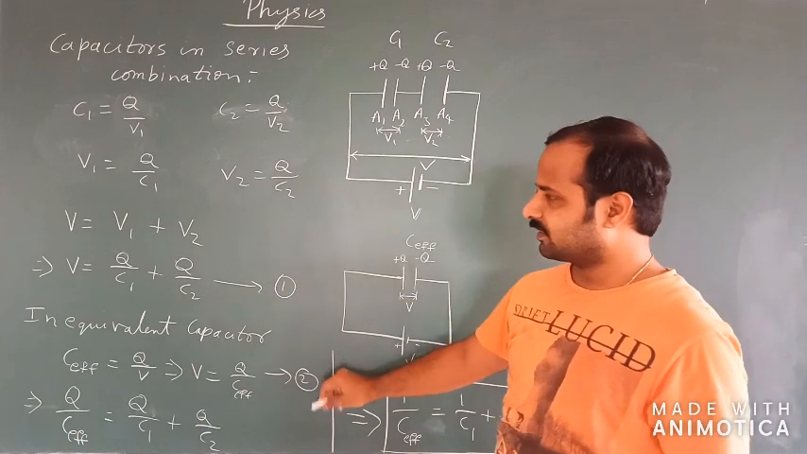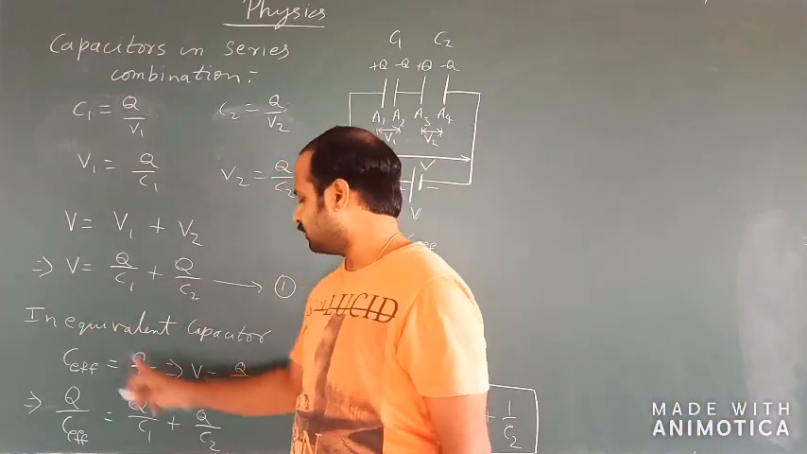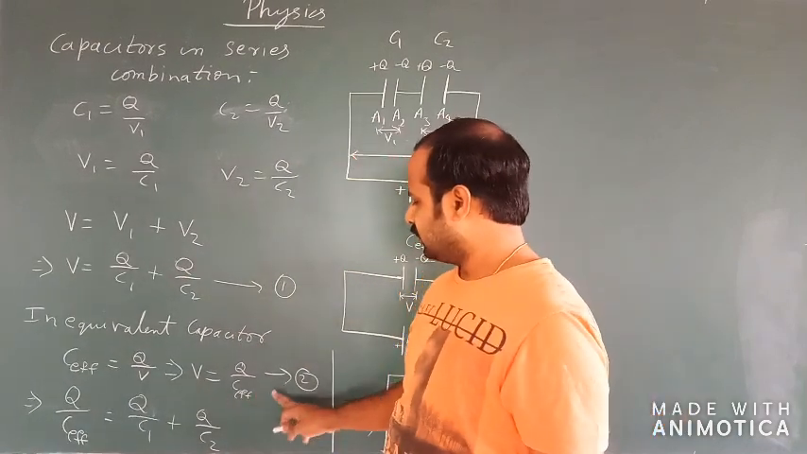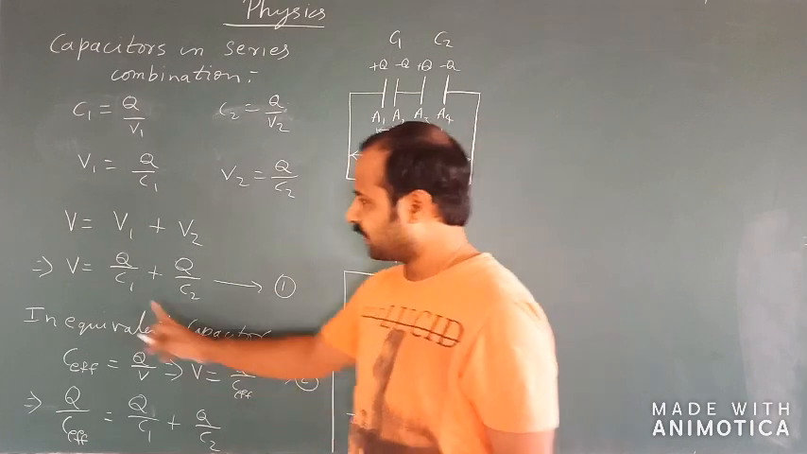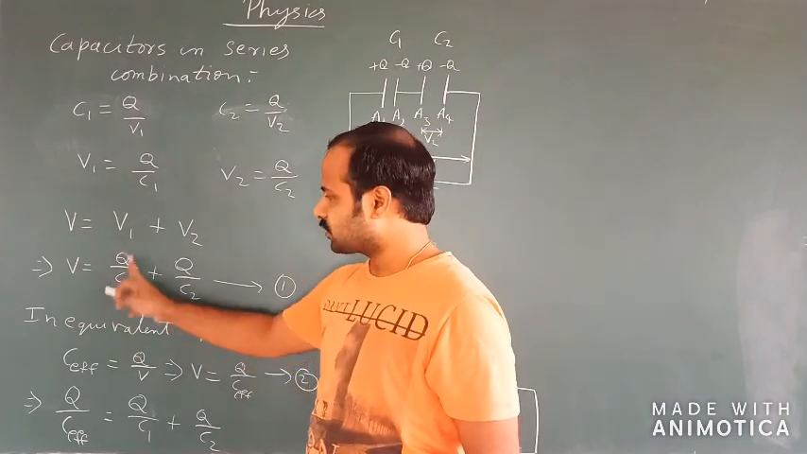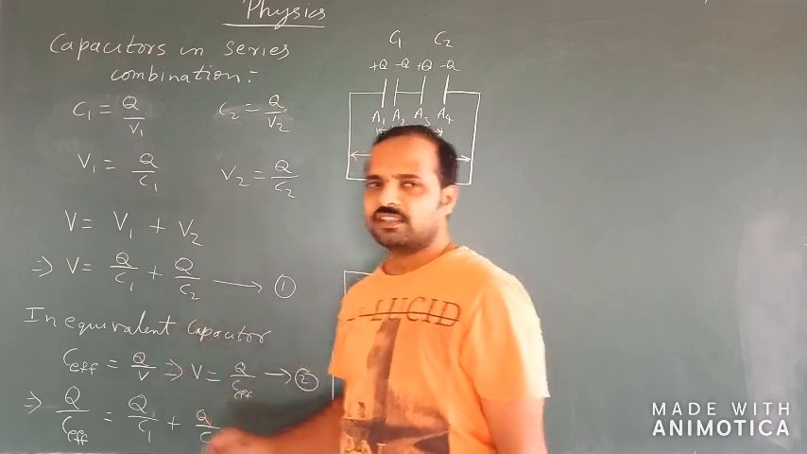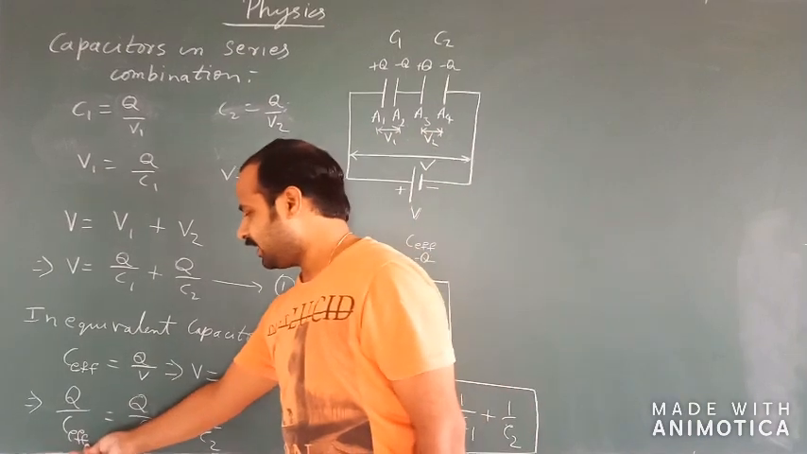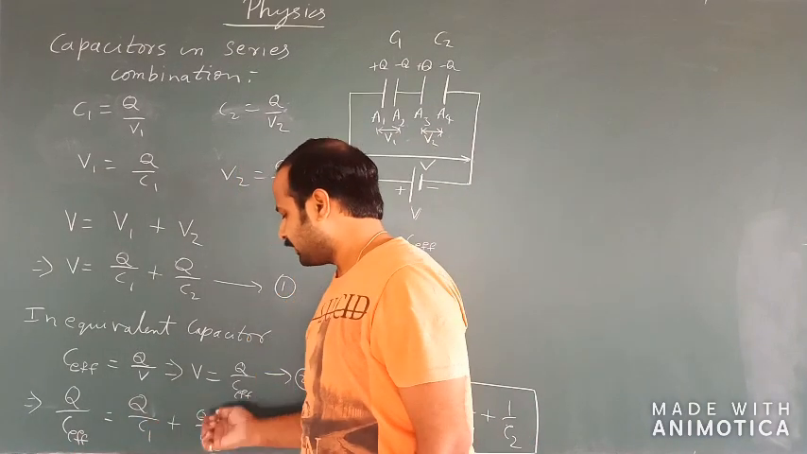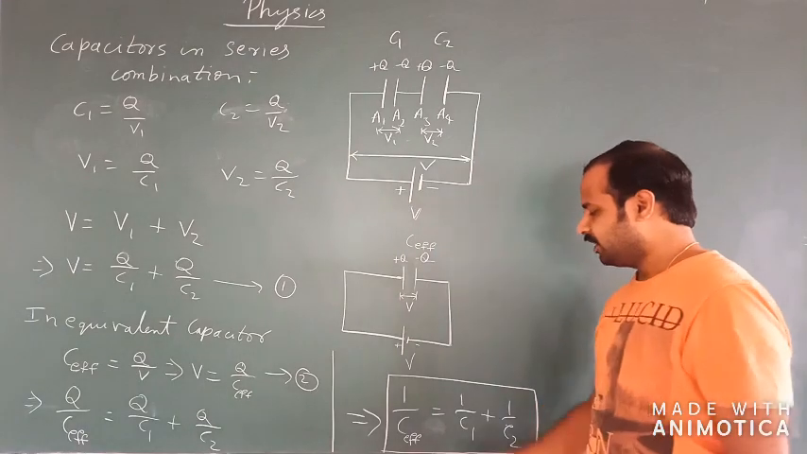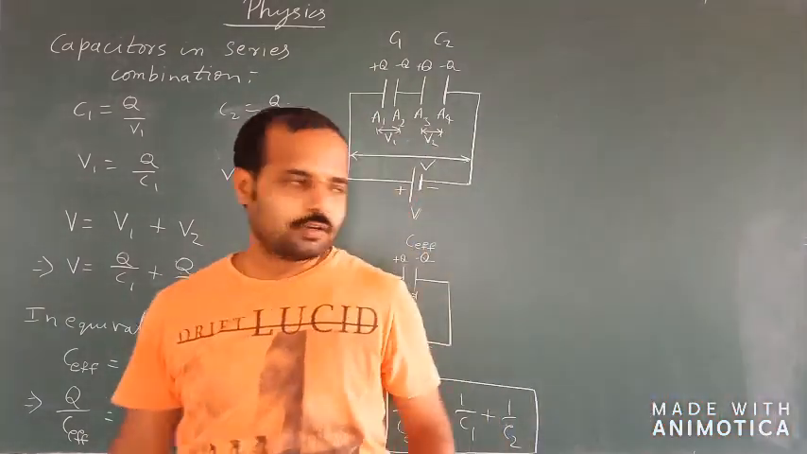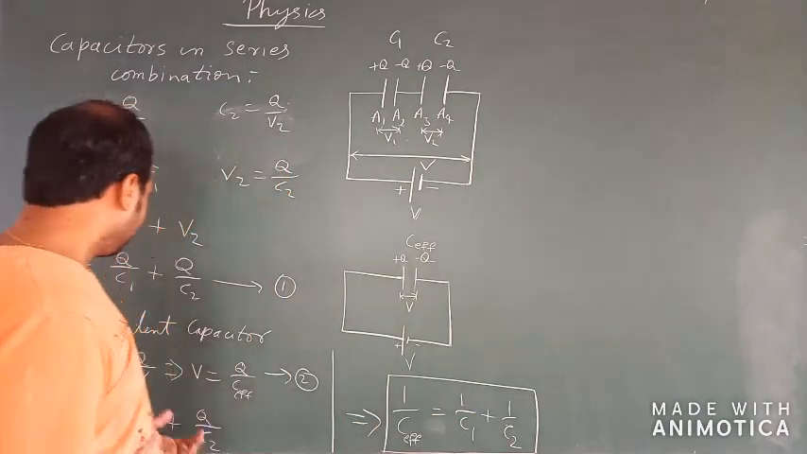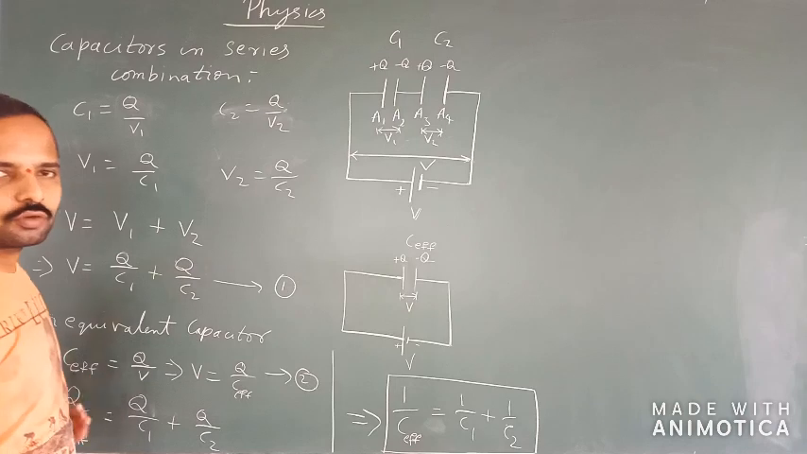Comparing the two equations, we can see that the left-hand sides have the potential difference V, and the right-hand side is Q by C effective in equation 2, and in equation 1 it is Q by C1 plus Q by C2. So combining these two equations, Q by C effective equals Q by C1 plus Q by C2. From this, we get 1 by C effective equals 1 by C1 plus 1 by C2. The reason is we can take Q common and cancel it out on both sides.